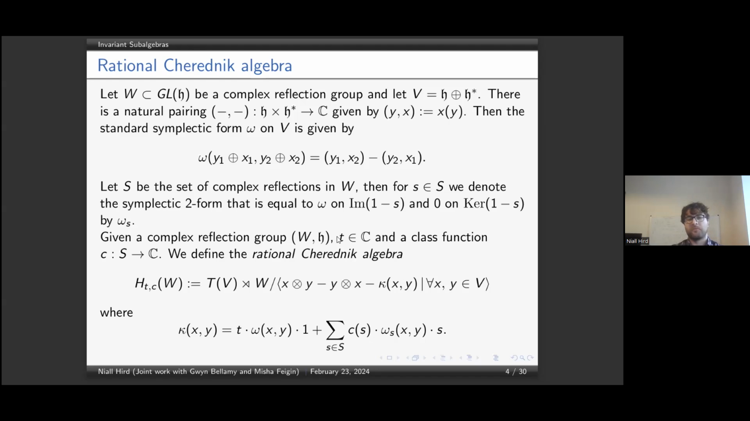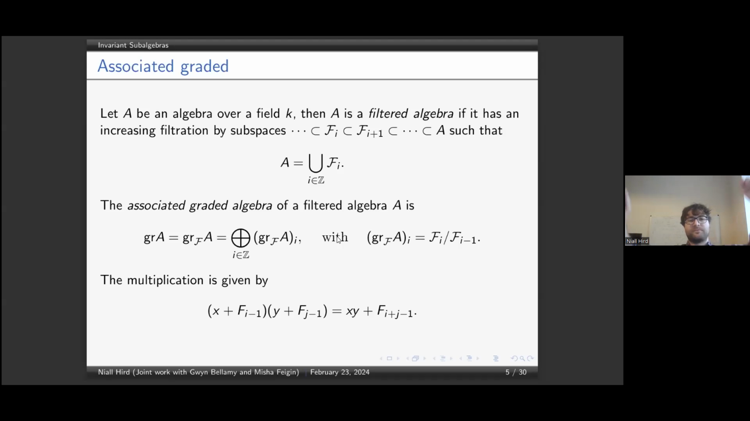Second key thing is this kappa is entirely determined by the T and the C. So that's why we say that T and C parameterize the rational Cherednik algebra.